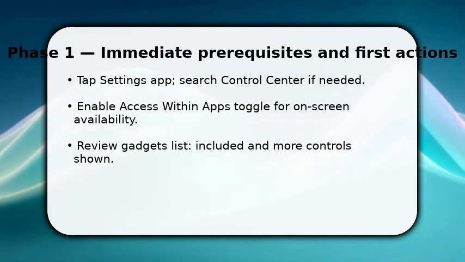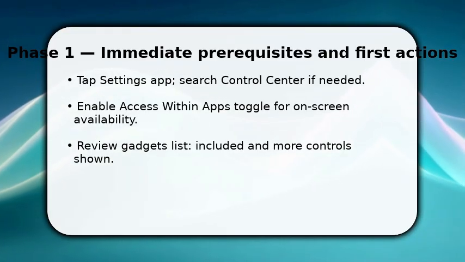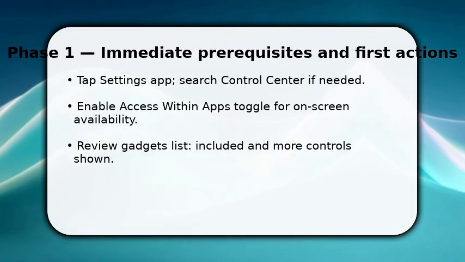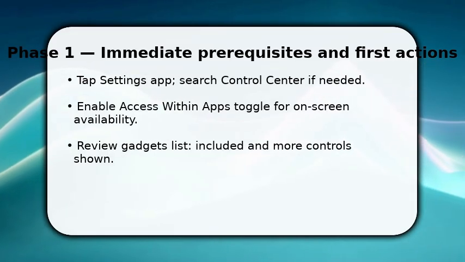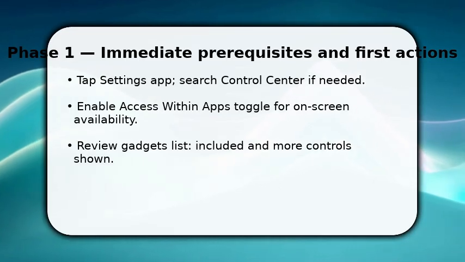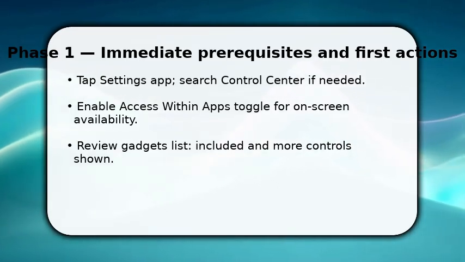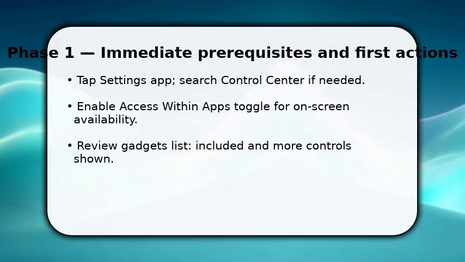Next, scan the existing controls list to understand what's already included versus what you'll add. You're taking inventory while initiating the change, so tap Edit or Add Controls as the first actionable move. This unlocks the control list you'll modify in the next steps.